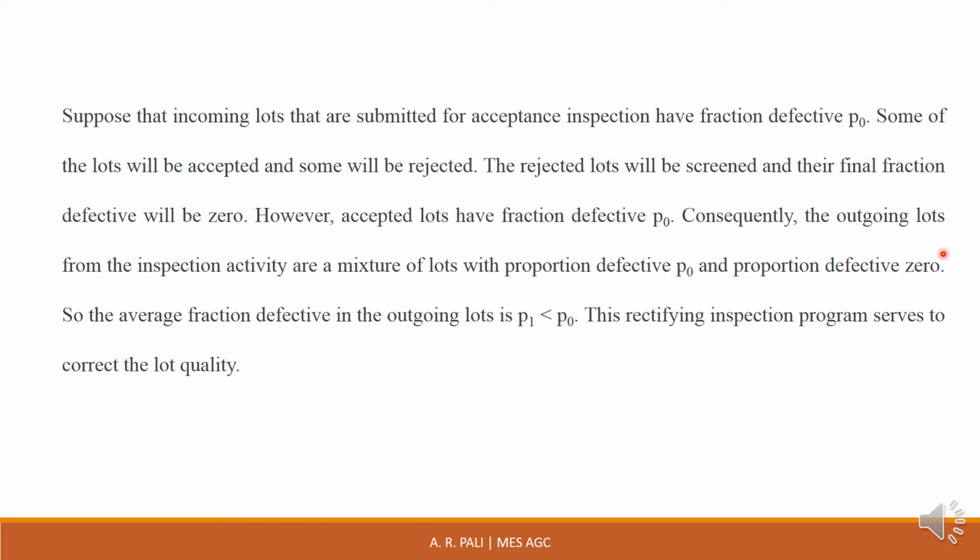Consequently, the outgoing lots from the inspection activity are a mixture of lots with proportion defective P0 and proportion defective 0. So the average fraction defective in the outgoing lots is P1, which is less than P0, and this rectifying inspection program serves to correct the lot quality. Right, so I have explained this before.